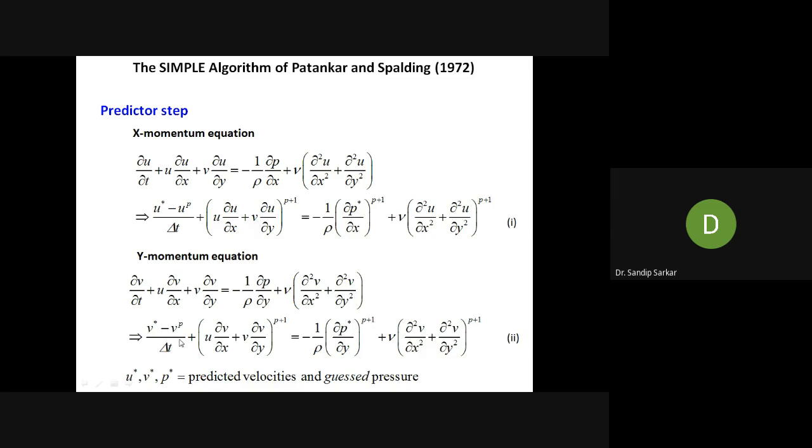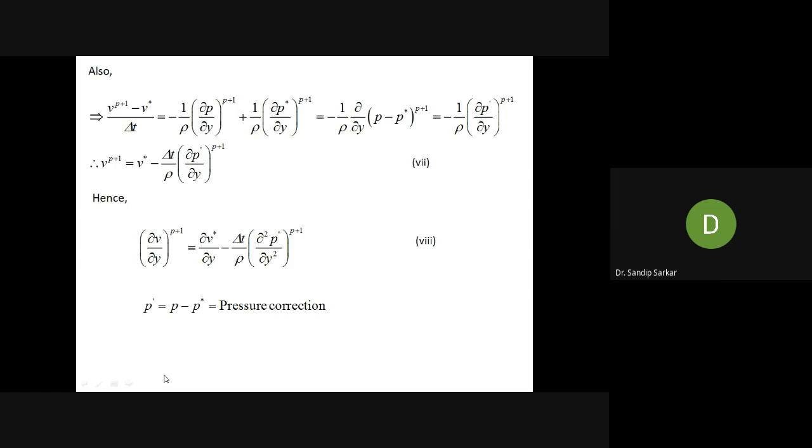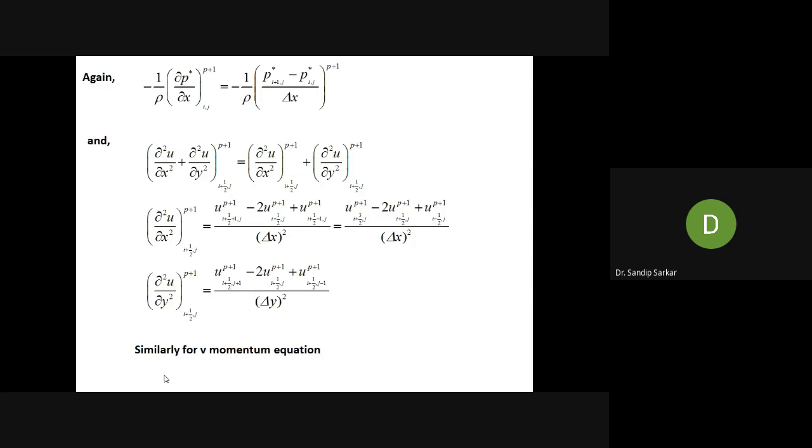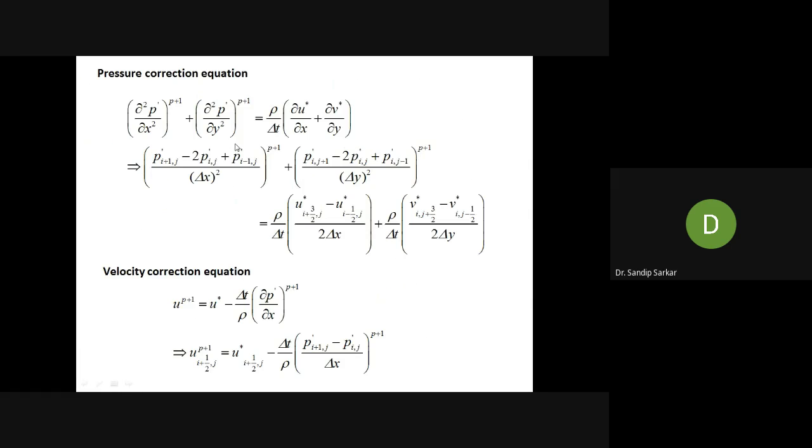Once you have obtained convergence at a particular time step t, you have to iterate these two equations till convergence to obtain U star and V star. Once you obtain U star and V star, then you have to go to the pressure equation, this equation. This is the pressure correction equation, the two-dimensional pressure Poisson equation. This equation also has to be iterated till convergence to obtain P prime. Clear? That is called the second inner loop.